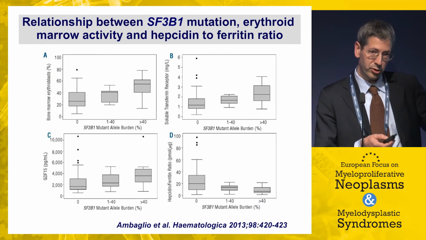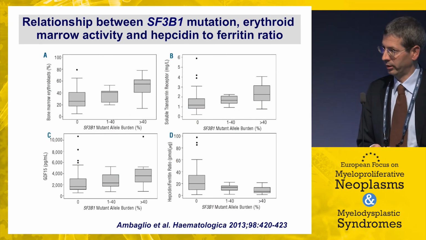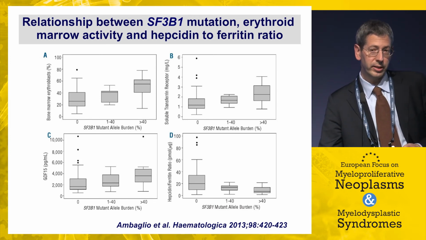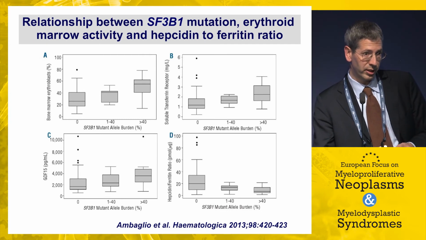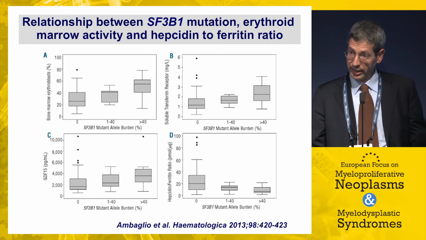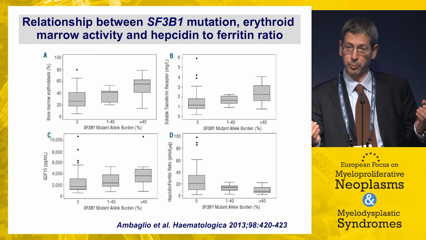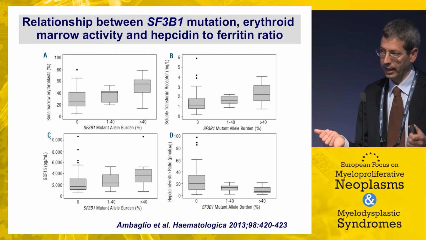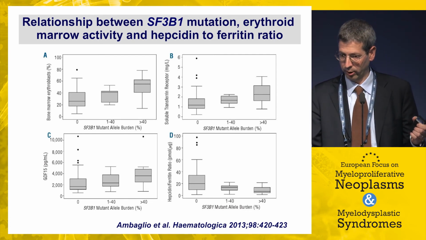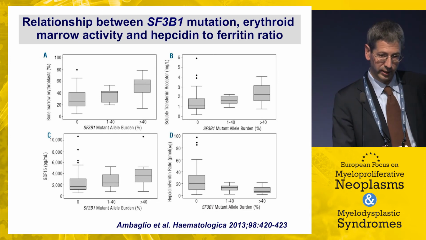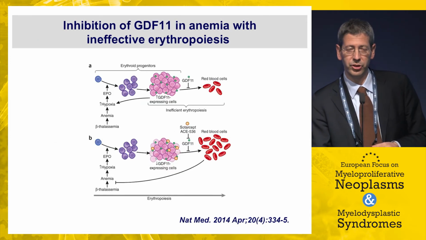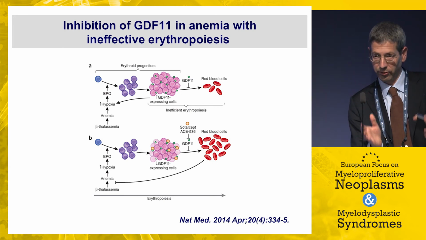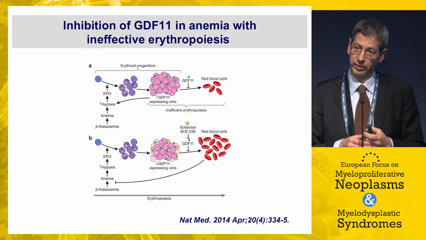And the mutation is also affecting the clinical outcome and phenotype. And in fact, again, we demonstrated that the mutation is associated with a largely ineffective erythropoiesis, resulting in a suppression of hepcidin and an increase in iron absorption and recirculation, and in a more severe iron overload. And more recently, the GDF11 inhibitors were found to selectively interfere with the process of ineffective erythropoiesis.